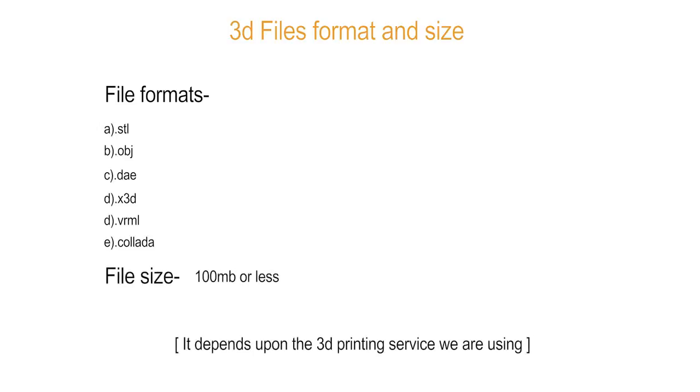9th point, 3D file format and size. As we know, different printing machines have different limitations. There are only a few file formats which can be read by a printer, like .stl, .obj, .dae, .x3d, .vrml, .collada, etc. And there is a limitation regarding file size. Some printers only read a file size of 100 MB or 64 MB or less. So you have to find out which file format and size your printing machine supports.